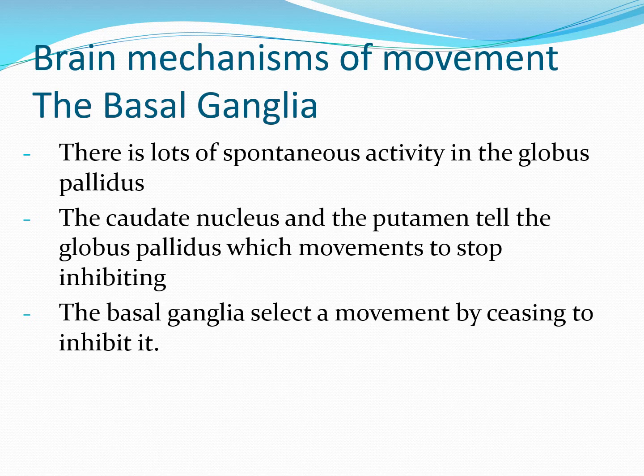So I'm saying a lot of that here now with the slide that has words instead of pictures. There's a lot of spontaneous activity in the globus pallidus. I actually didn't say that. So it is inhibiting that subthalamic nucleus, the thalamus. The caudate nucleus and the putamen are basically telling the globus pallidus which movements to stop inhibiting. And in the basal ganglia, basically, we are selecting a movement by ceasing to inhibit it. That's the kind of overall view of what I just explained with the picture.